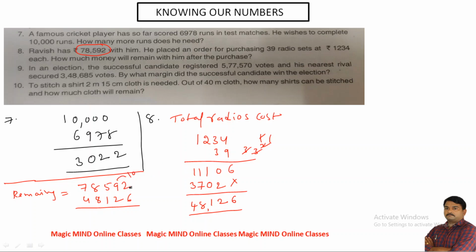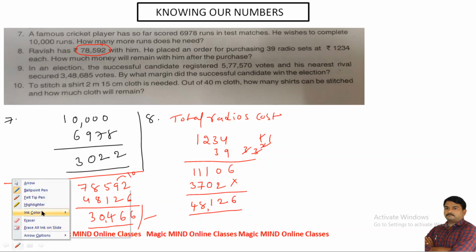So here borrow 10. 12 minus 6 means you are going to get 6. 8 we have. So 8 minus 2 means 6 you are going to get. 5 minus 1 means 4 you are going to get. 8 minus 8 means 0 you are going to get. 7 minus 4 means 3 you are going to get. Therefore this much money left with the Ravish. That is 30,466. So I hope you understood the answer for this question.